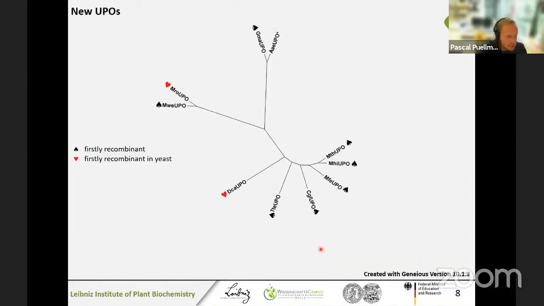Of course, now I've got a lot of work on the system, but we also wanted to look into UPOs. So we chose a lot of new UPOs, and we got very lucky with our choosing. We were able to produce a lot of novel UPOs for the first time, and some for the first time in yeast. As you can see, some are clustering quite closely, so they're quite homologous. But if you look at the DCA, TTE or CGL UPO, they are in totally different clades, so the homology is actually not that high. So we got quite a high diversity there.